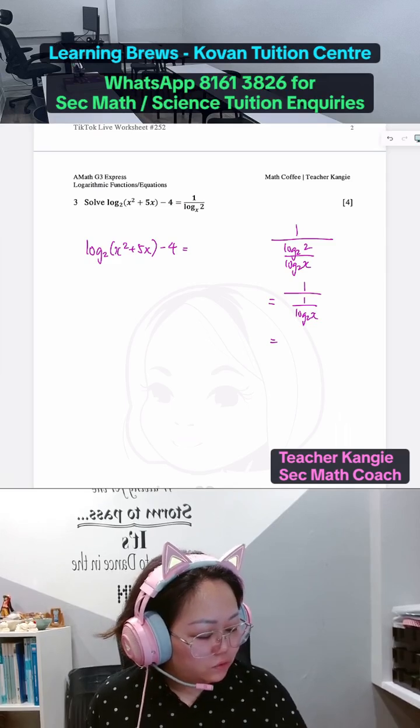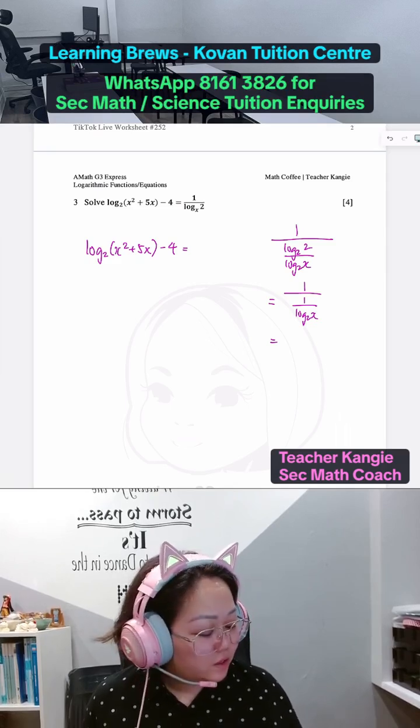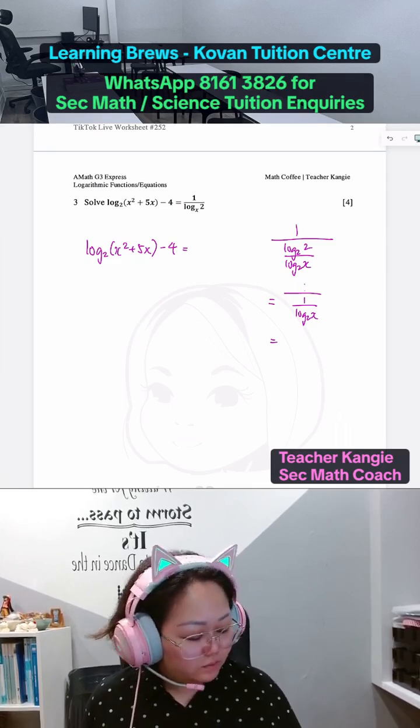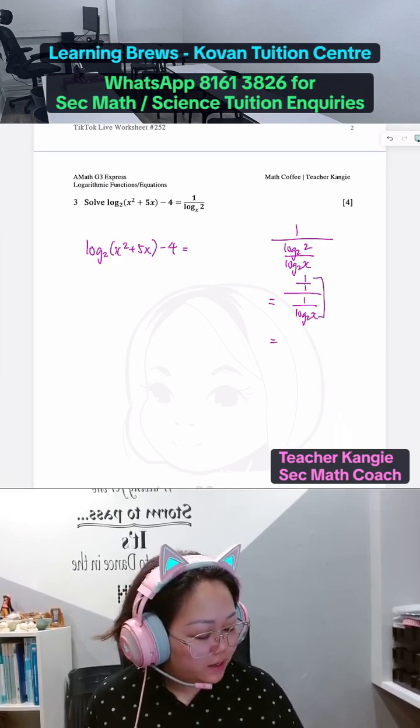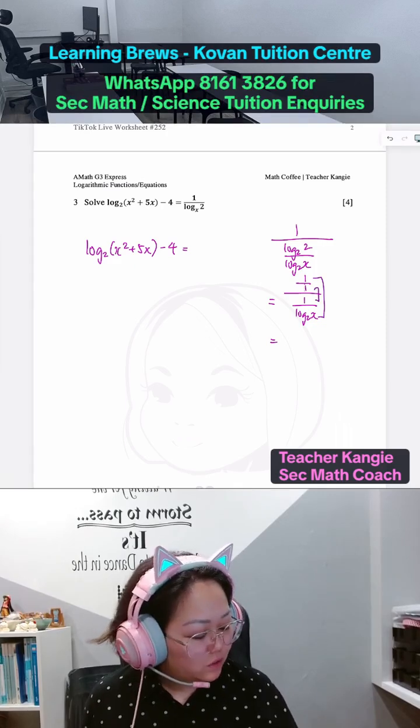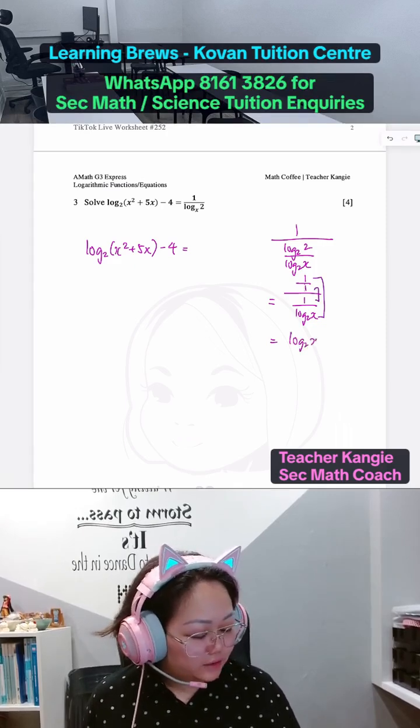And if you write this as 1 over 1, the shortcut way is big over small. So it is actually log 2x.